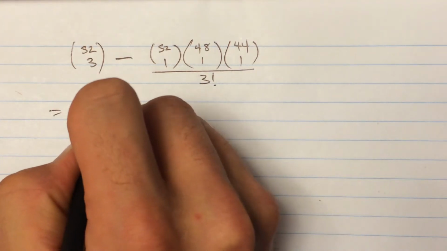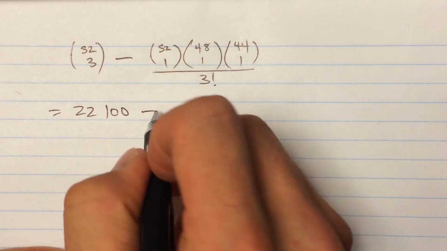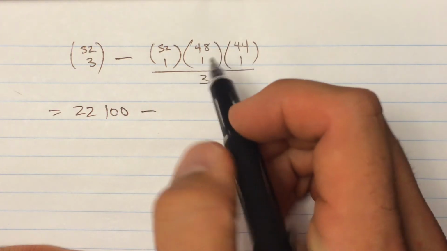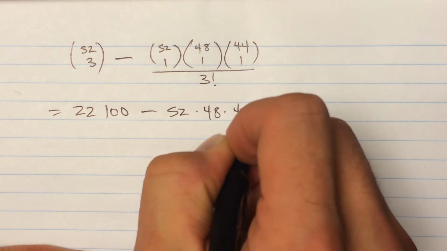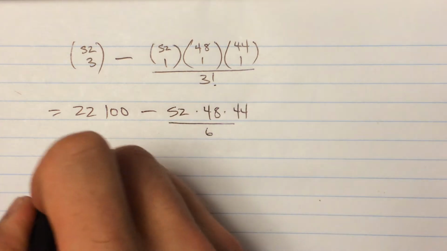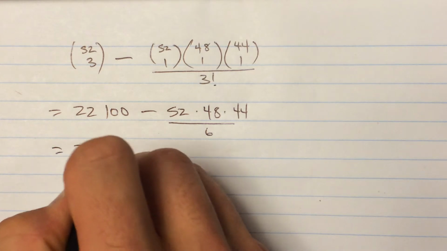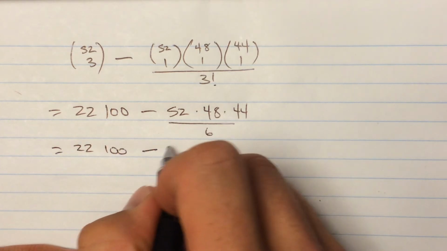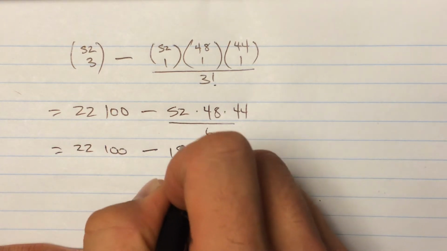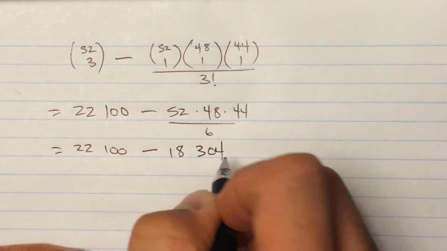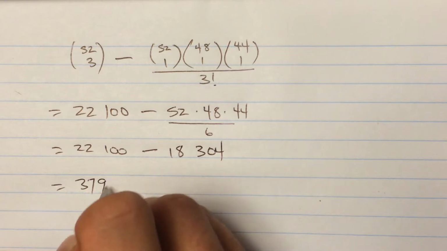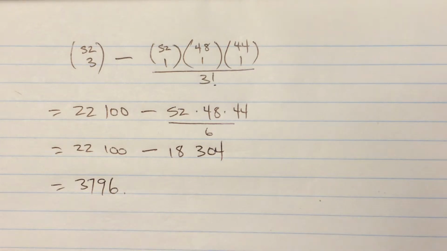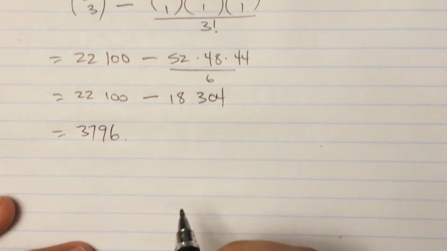So we can do this. We already have this value from before, 22,100. And this mess right here, we're going to work out 52 times 48 times 44 all over 6. That's 22,100 minus, well, actually minus most of them. This is 18,304, which comes out to 3796. Okay, well, we're pretty close to finish now.